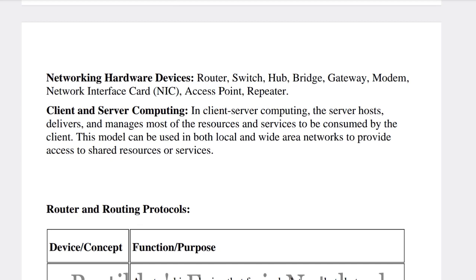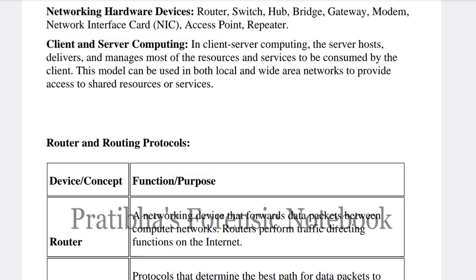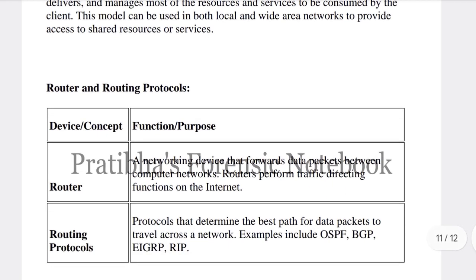Now come to the next thing, that is networking hardware devices. We have all heard about these hardware devices: router, switch, hub, bridge, gateway, modem, network interface cards, access point, repeaters. These are all hardware devices to give internet connection. Okay. So now, router and routing protocols.